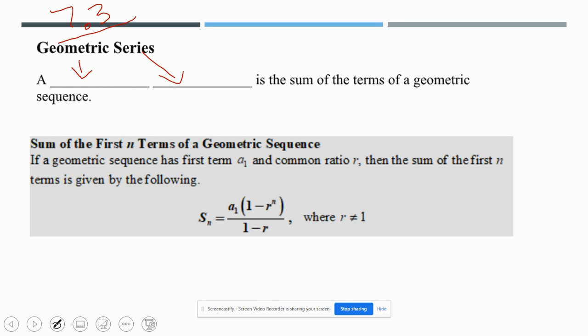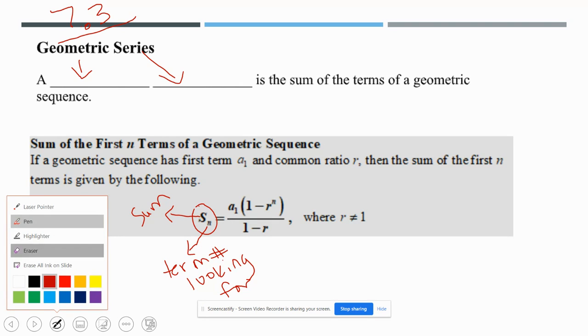There are different equations for these. We're going to start with this first equation. S stands for sum. The n is the term number that we're looking for, and the number of terms that we're adding together. That's a better way to state that.